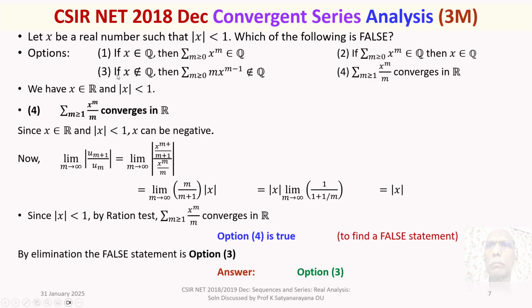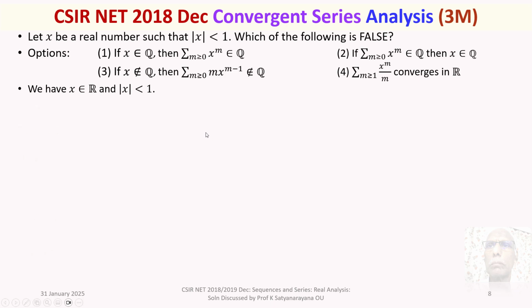Option 3 is: if x does not belong to Q, then sigma m greater than or equal to 0, m x to the power of m minus 1 does not belong to Q. What is this series? This is the original series. Differentiate it, you will get this series. So by elimination, we say this is the answer, that is option 3. However, our students want a proof for that. We do it now.